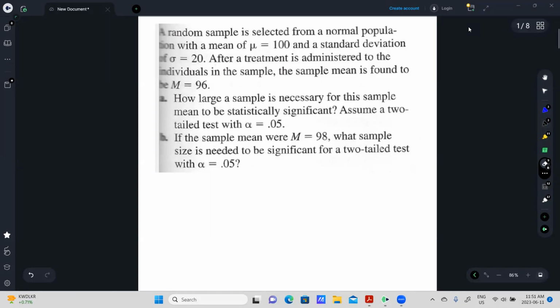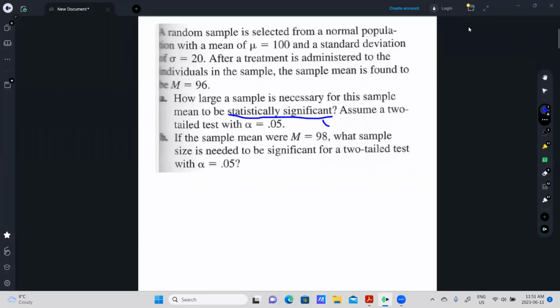Hi, so let's start this question. A random sample is selected from a normal population with mean equal to 100 and a standard deviation equal to 20. After a treatment is administered to the individuals in the sample, the sample mean is found to be 96. And the first question they're asking: how large a sample is necessary for this sample mean to be statistically significant?